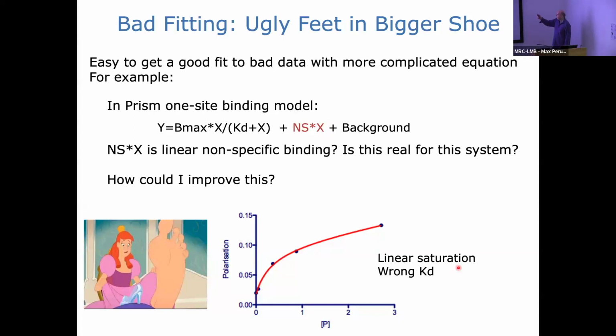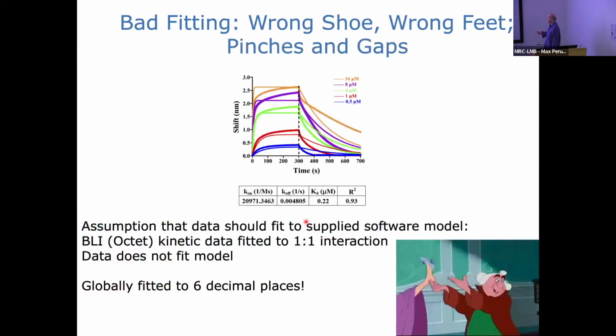Here's an example where someone came with 5 data points. Let's fit it with this model where we've got binding, and then a non-specific binding term. Oh, it fits really well. Well, how would you improve that? Or you get really big pinches and gaps.